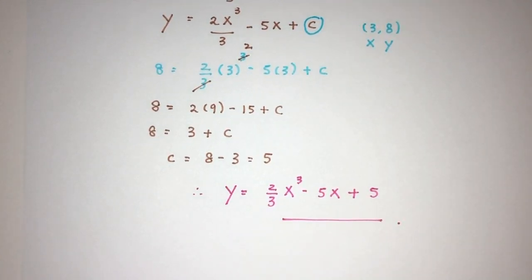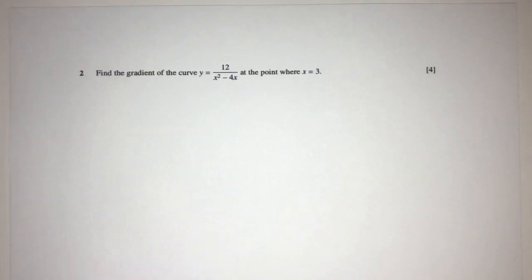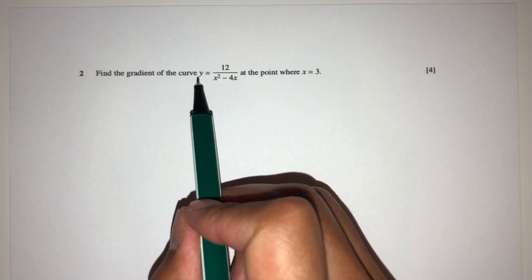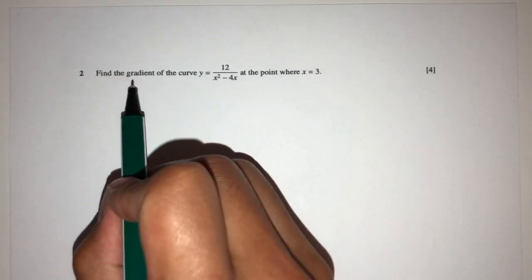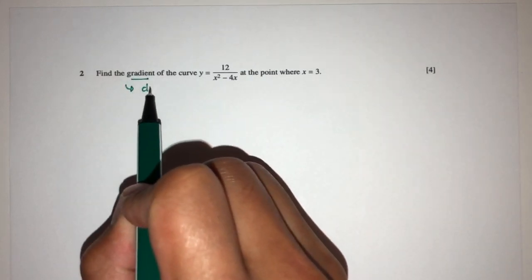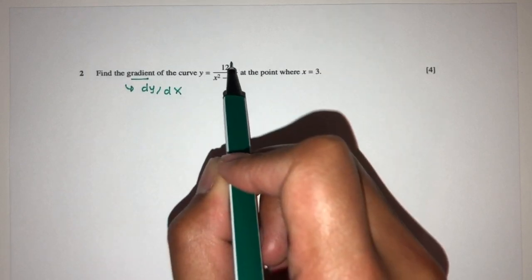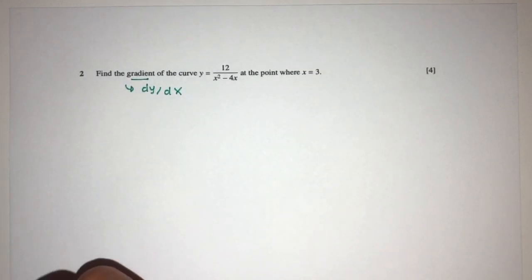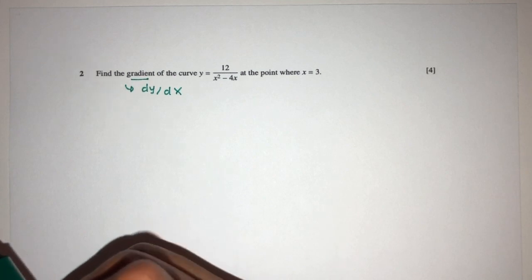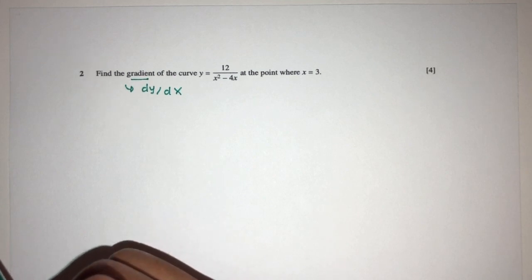Okay, that will be the question in relation to integration. Now let's move on to the next. So we have to find the gradient of the curve y equal to this. So pretty easy. Gradient means we have to find dy by dx. So how can you find dy by dx? In this case, there's a few methods.